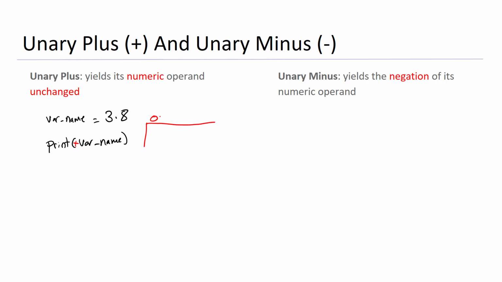So this is the output. You basically get the number unchanged. Whatever numeric operand you give the unary plus, you get it unchanged, so you get 3.8. On the other hand, the unary minus yields the negation of your numeric operand, so you will get the negation of that number.